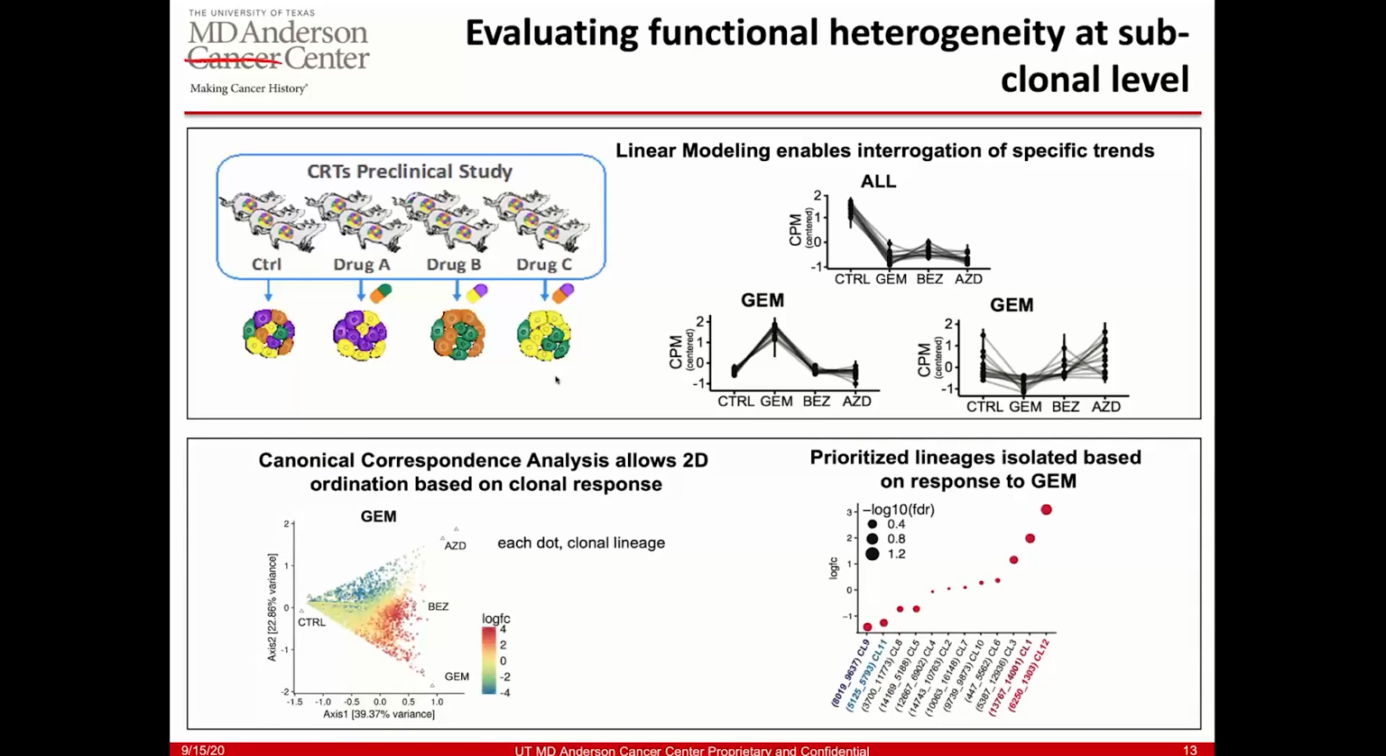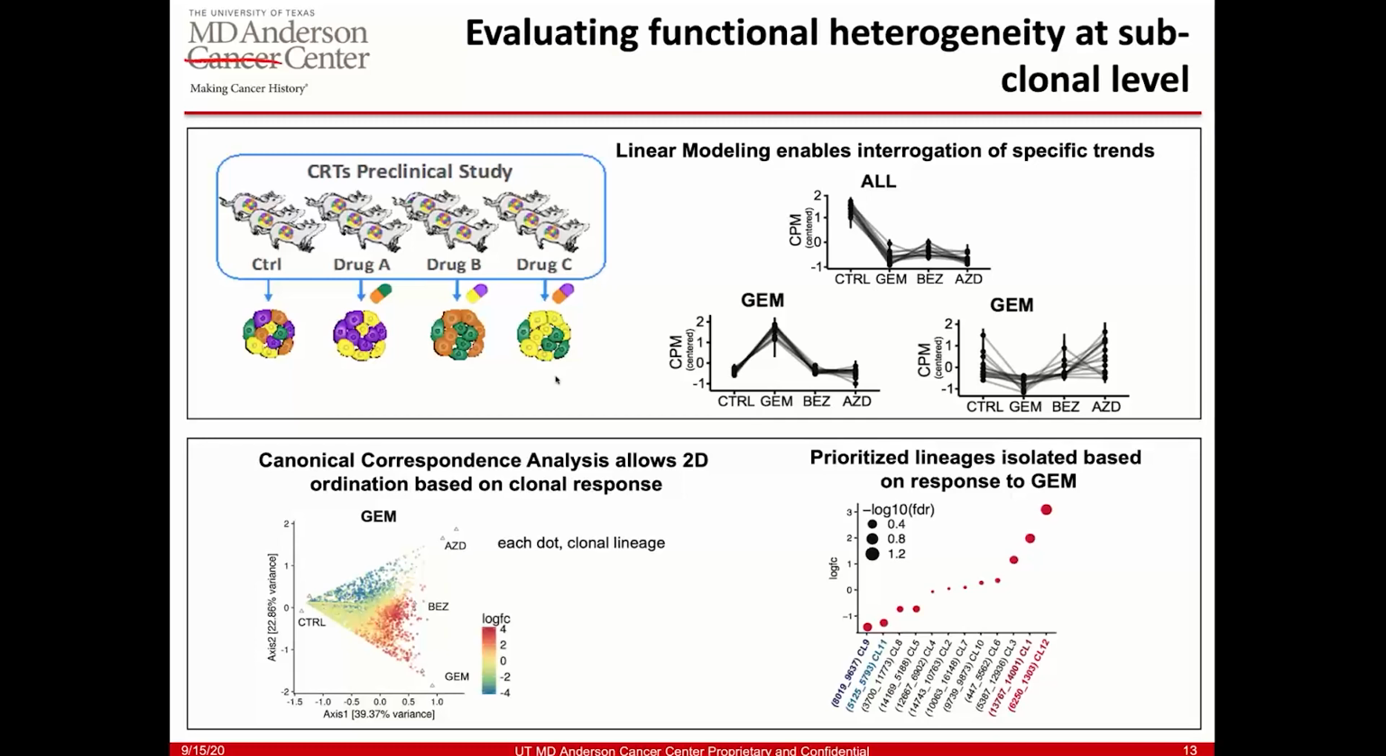Now we used CCA, or canonical correspondence analysis, to create a 2D ordination based on the clonal response. So each dot is a lineage, and it's spatially distributed according to the response. And here the log fold change represents how high the clones were upon gemcitabine treatment, and blue represents how low the clones were upon gemcitabine treatment. And we see that the clones which are most resistant to gemcitabine are at the rightmost bottom space of this panel.